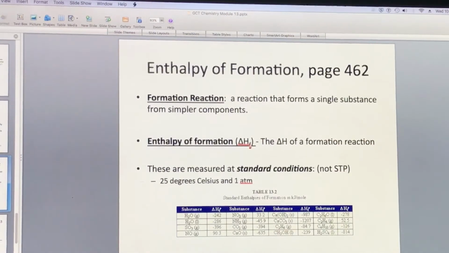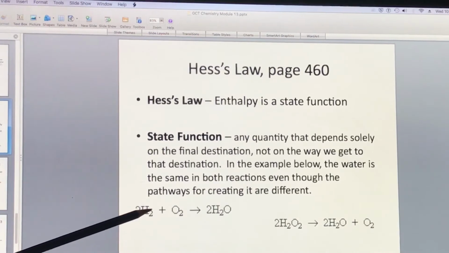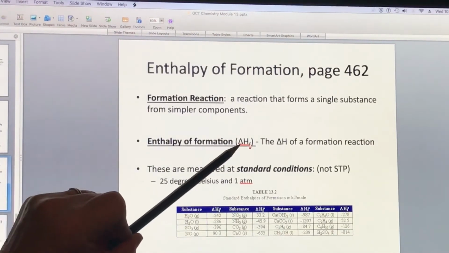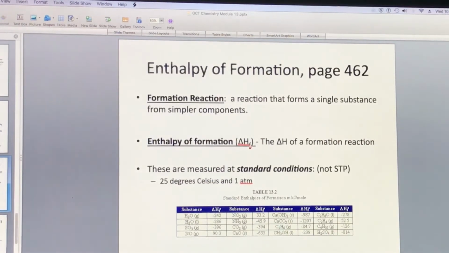So on page 462, we go into a little more detail on this concept of the enthalpy of formation. Just to review, a formation reaction is a reaction that forms a substance from simpler components. So this was a formation reaction, again, the hydrogen and oxygen to make the water. And the enthalpy of formation, delta H with a subscript f, is the delta H of a formation reaction.